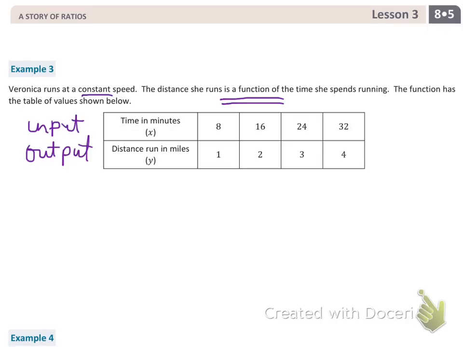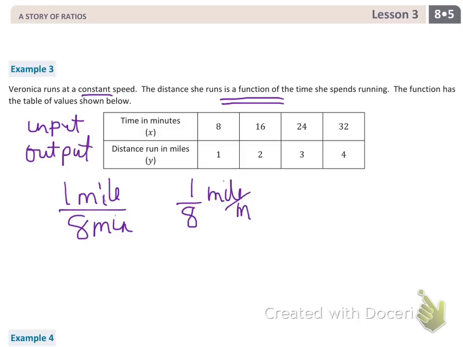Okay, so we know that if her distance is 1 mile, it takes her 8 minutes. So her average speed, or her rate, is 1/8 of a mile per minute. I could put that in decimal form, but generally we want to leave it as a fraction because the slope is pretty meaningful as a fraction like that. We could check each of these pairs. 2 divided by 16 is 1/8, 3/24, and 4/32. All of those are. And so that's the function.